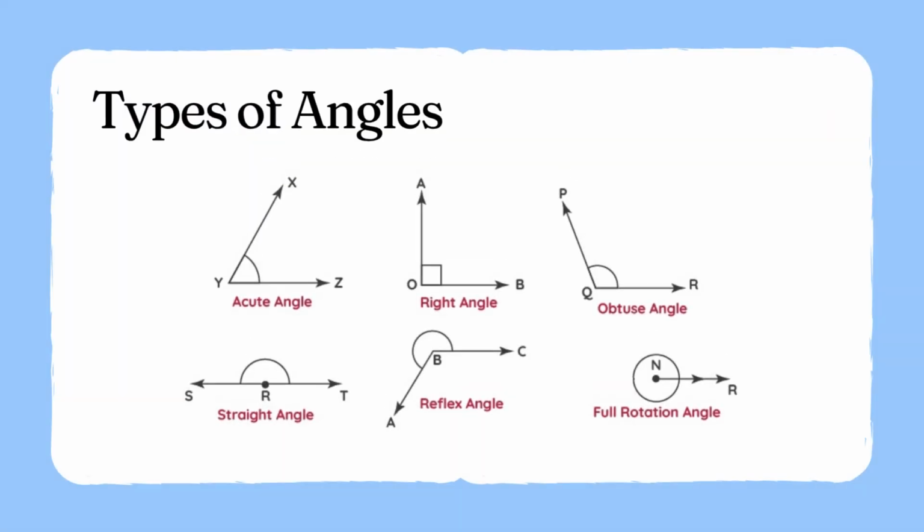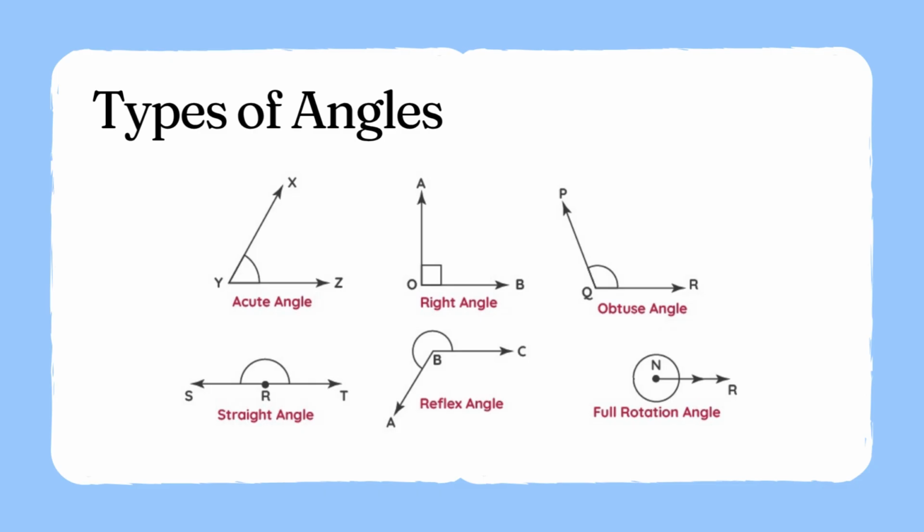Angles are made by 2 rays meeting at a point. Right angle: exactly 90 degrees. Acute angle: less than 90 degrees. Obtuse angle: more than 90 degrees but less than 180 degrees. Straight angle: exactly 180 degrees.